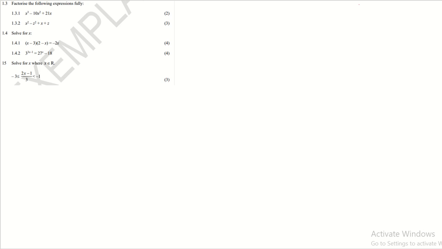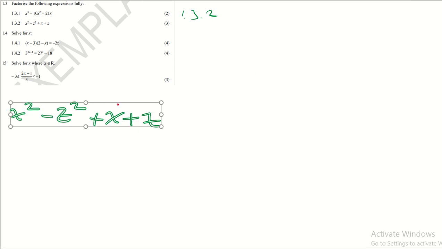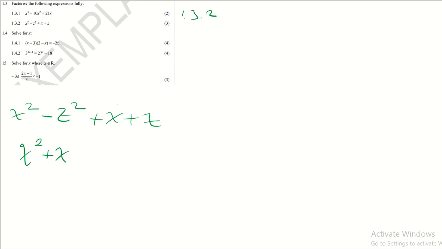So here on 1.3.2, I have x squared minus z squared plus x plus z. Well, here it seems like we are going to use factoring by grouping. We are going to factor by grouping here. Okay, so I have x squared plus x minus z squared plus z.